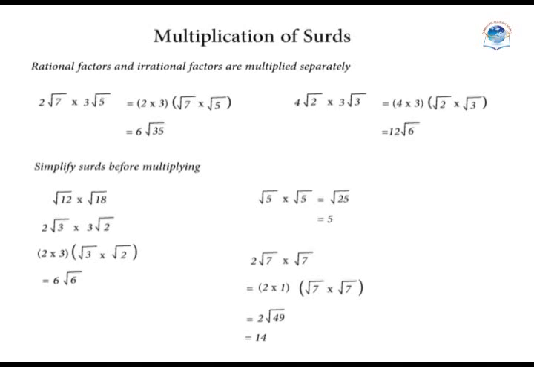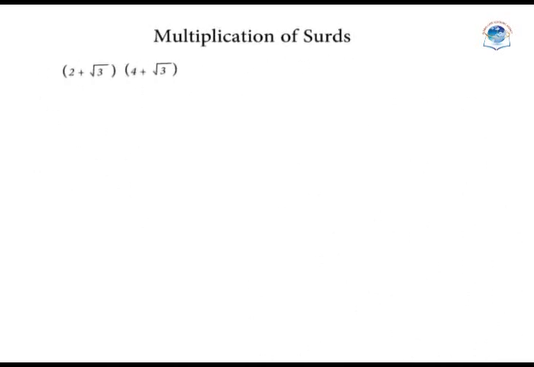Let's take another example. 2 plus root 3 times 4 plus root 3. We expand just like we do with quadratic equations. And so the elements in the first bracket must be multiplied by all the elements in the second bracket. And so we shall have 2 times 4 plus root 3, plus root 3 times 4 plus root 3.